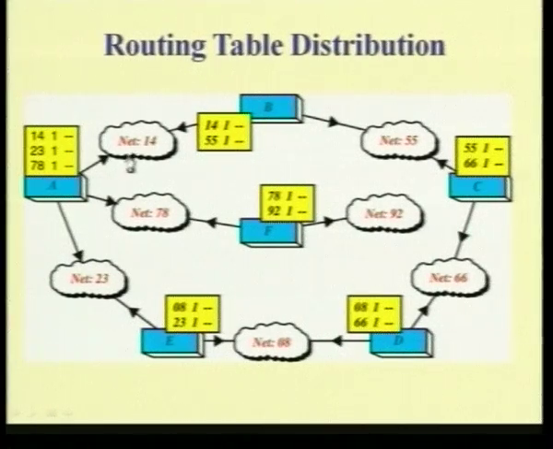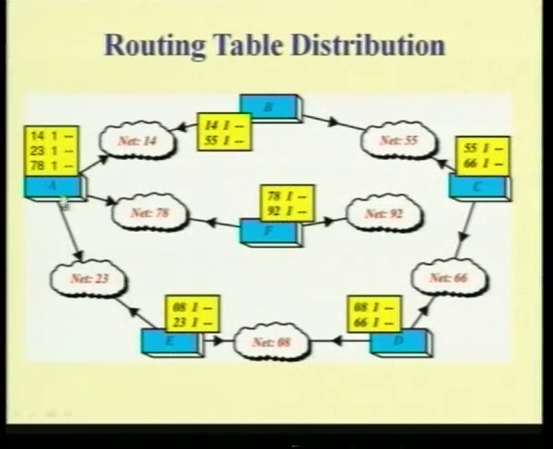So now to start with, look at the information that A has. A is connected to three networks, network 14, network 78 and network 23, right. So it says that I can reach network number 14, 23 and 78 with a distance of 1. Okay, this is the information that A has. Now there is no next hop here because these are directly reachable from A. Similarly, B has this vector here which says 14 I can reach within one hop, 55 within one hop. Similarly, each of these nodes will have this information that they collect.